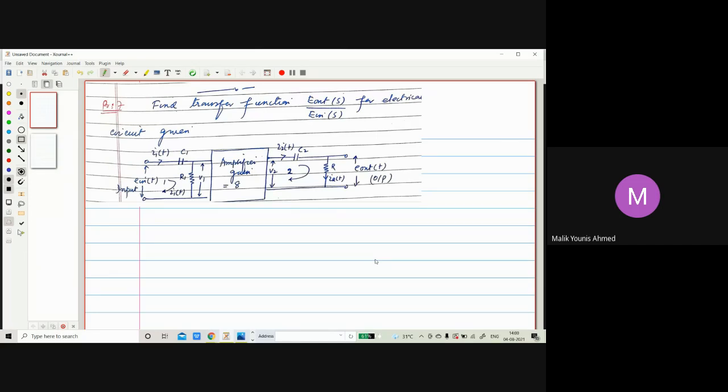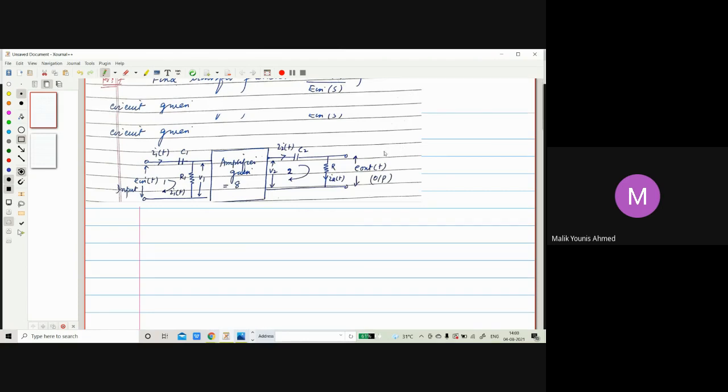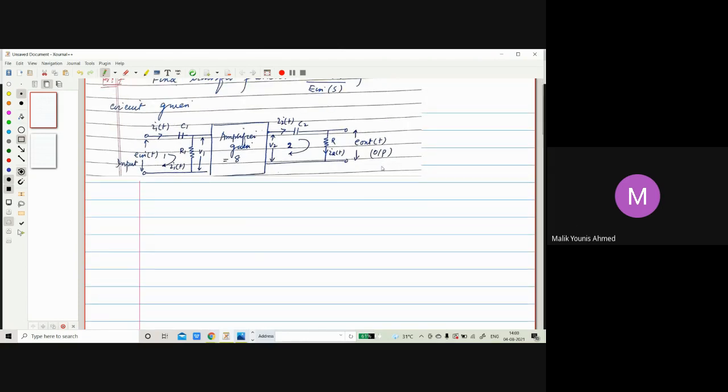So if we are required to find the transfer function for this one, what should be our analysis? Now you can see there is an input side.